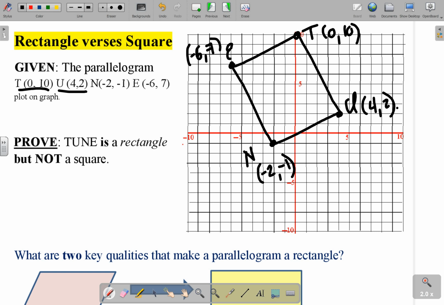Okay, so this is called a positive and a negative proof. There's 2 parts to this, positive and negative. For the positive, first, we're going to prove that this shape, TONE, is a rectangle but is not a square. It is a rectangle, but not a square. So there's a couple ways to do this.